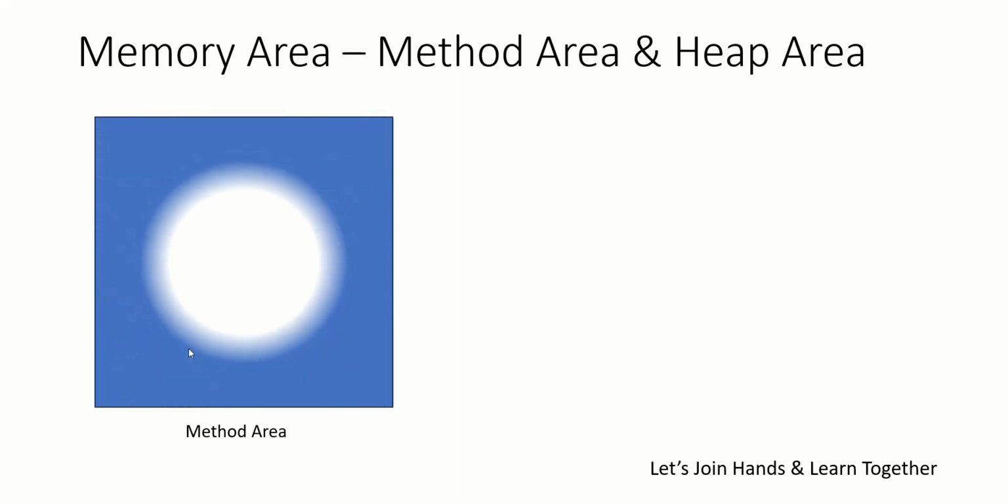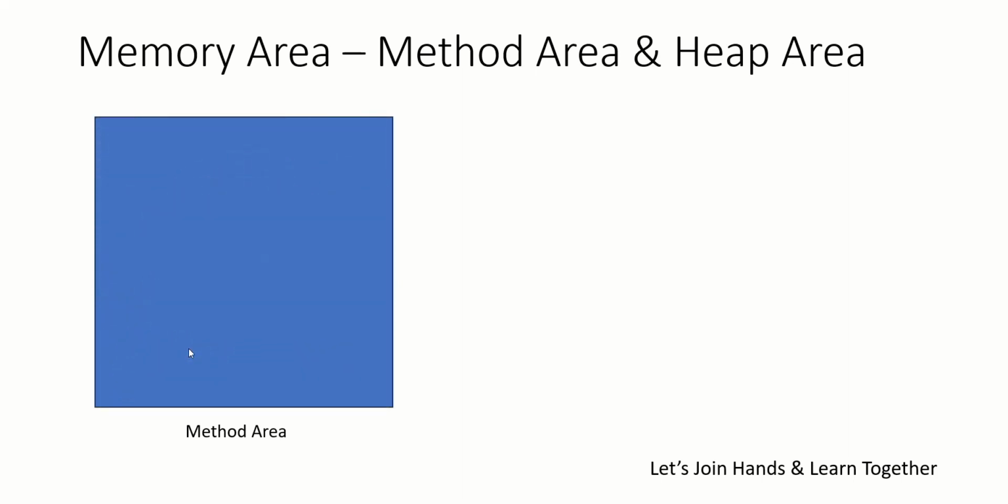Okay, first, the method area. The method area is common to the JVM. We will have only one method area per JVM. When the JVM starts, it will create a single method area. Basically, the information the method area holds is class binaries.